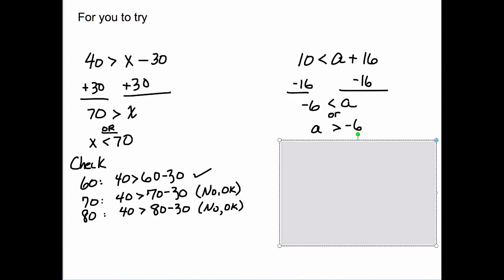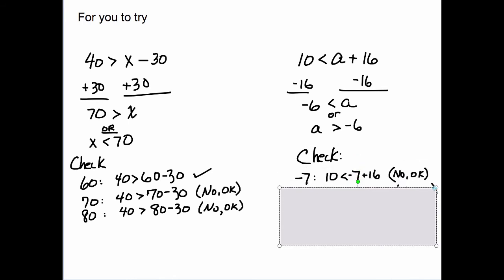We will subtract 16 from each side and get negative 6 is less than a, or we can flip that around and get a is greater than negative 6. And for the check, we'll check numbers that are less than negative 6, equal to negative 6, and greater than negative 6. So negative 7 is less than negative 6, so that shouldn't work. And in fact, is 10 less than negative 7 plus 16? Is 10 less than 9? No, it's not. So that's okay.